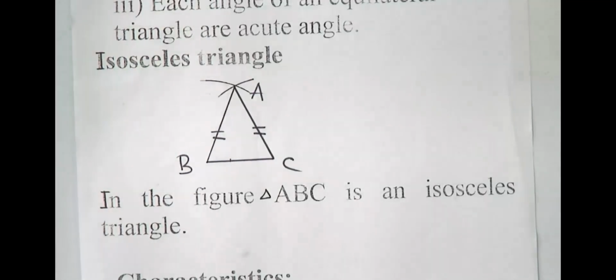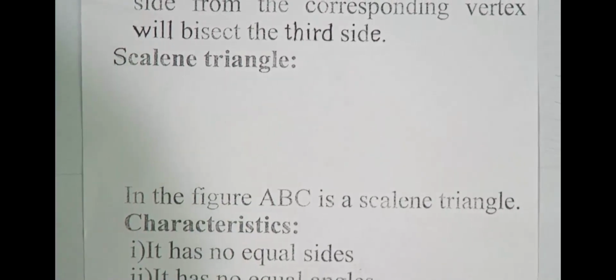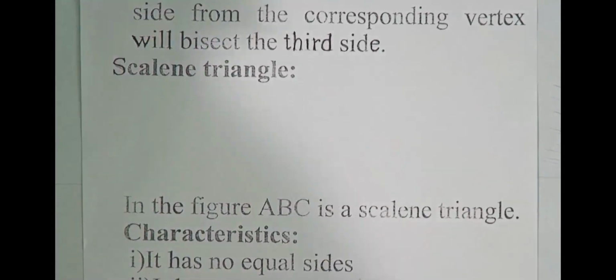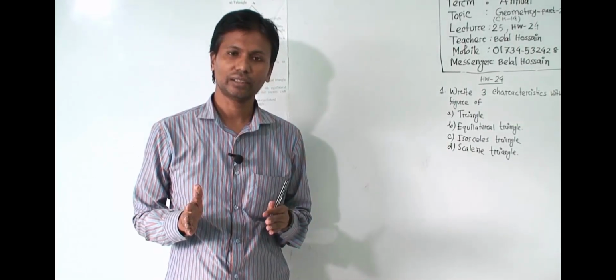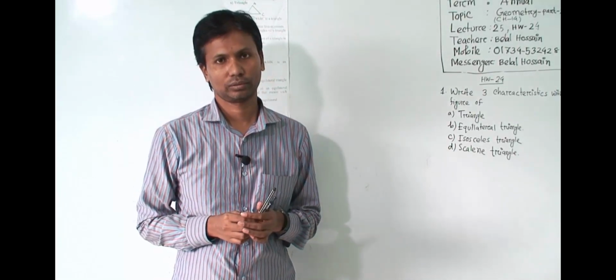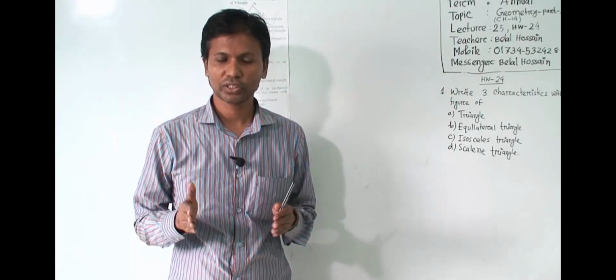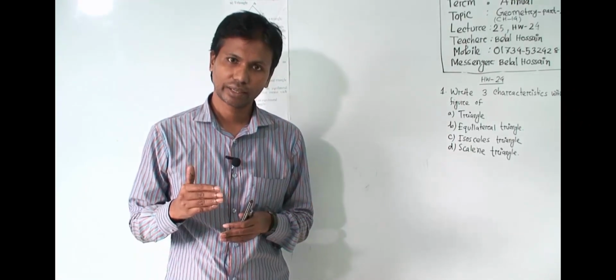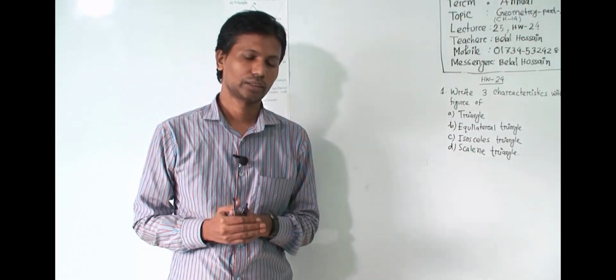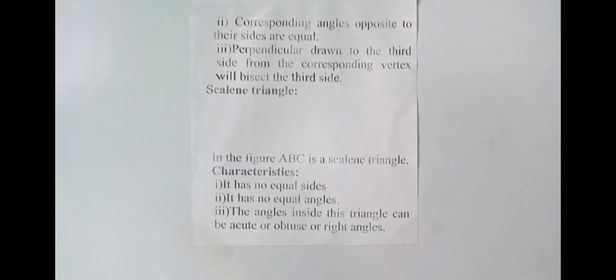Okay, now I will discuss the scalene triangle. What is a scalene triangle? The triangle whose every side is unequal, that means not equal. Understood? Then that type of triangle is called a scalene triangle. Okay, dear student, I hope you understood. Now I will draw the scalene triangle.